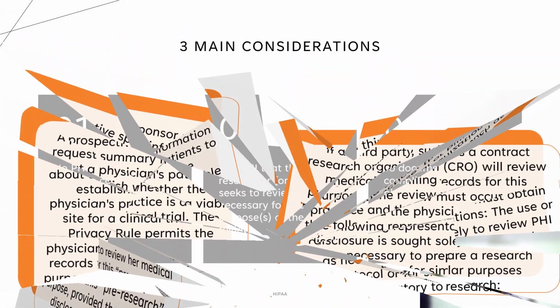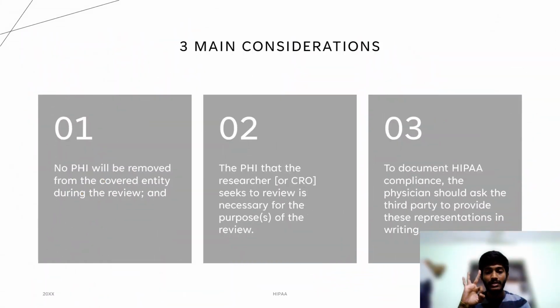There are totally three main considerations that should be taken while discussing HIPAA. The first one is no PHI will be removed from the covered entity during the review. That means the protected health information will not be removed from the covered entity, so it remains confidential during all the review time. The second one is that the PHI that the researcher or the CRO seeks to review is necessary for the purposes of the review. And to document HIPAA compliance, the physician should ask the third party to provide these representations in writing.